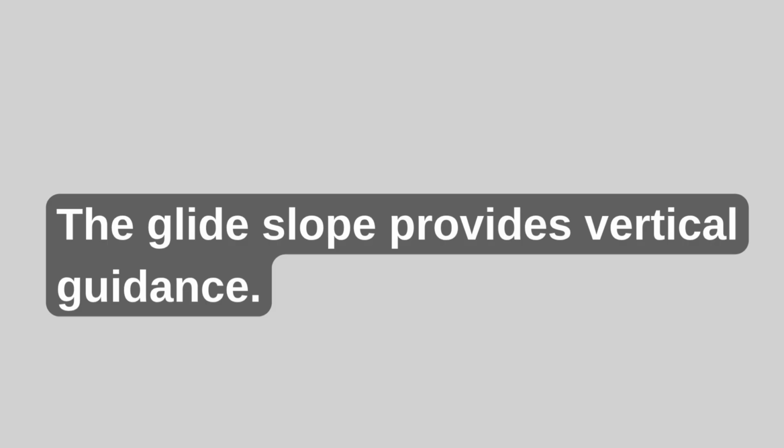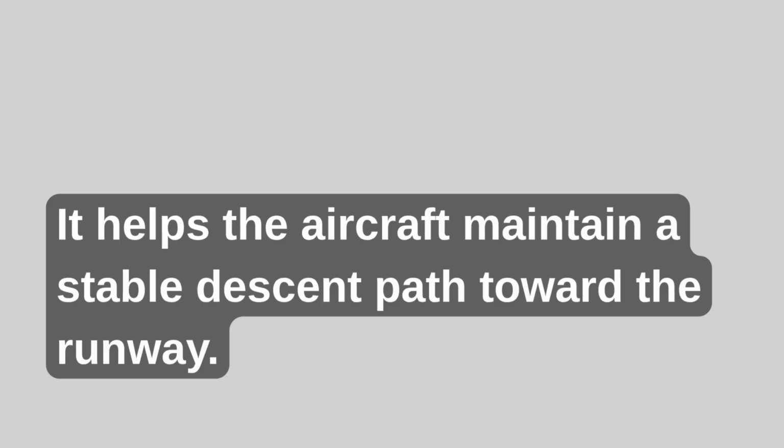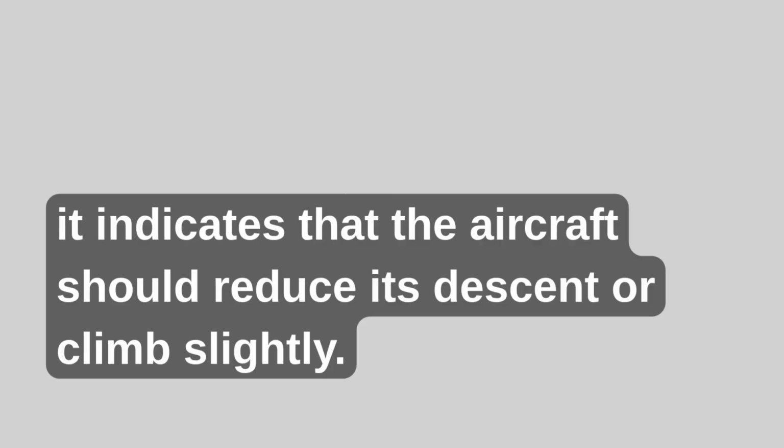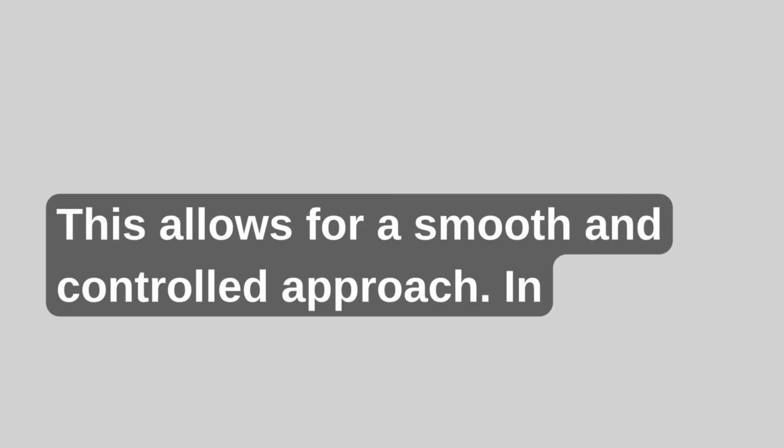The glide slope provides vertical guidance. It helps the aircraft maintain a stable descent path toward the runway. A typical glide slope angle is about 3 degrees. If the aircraft is too high, the system indicates that it should descend more. If it is too low, it indicates that the aircraft should reduce its descent or climb slightly. This allows for a smooth and controlled approach.